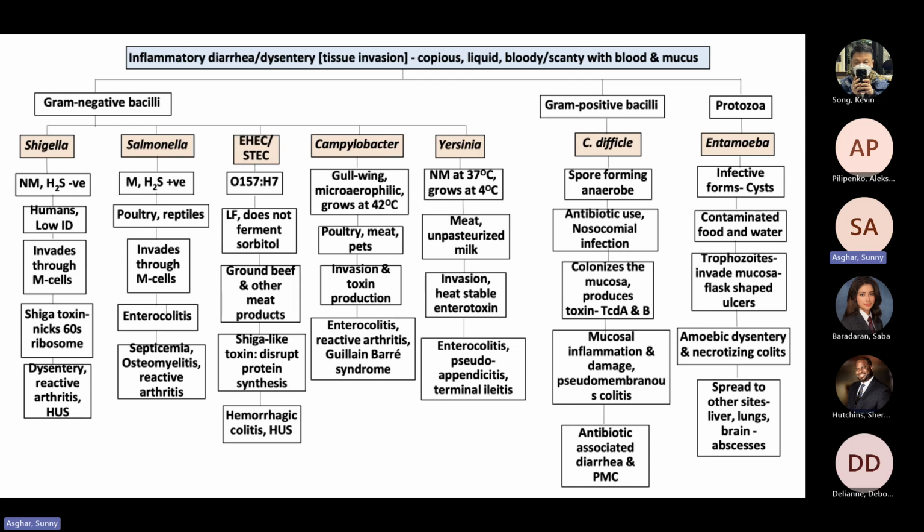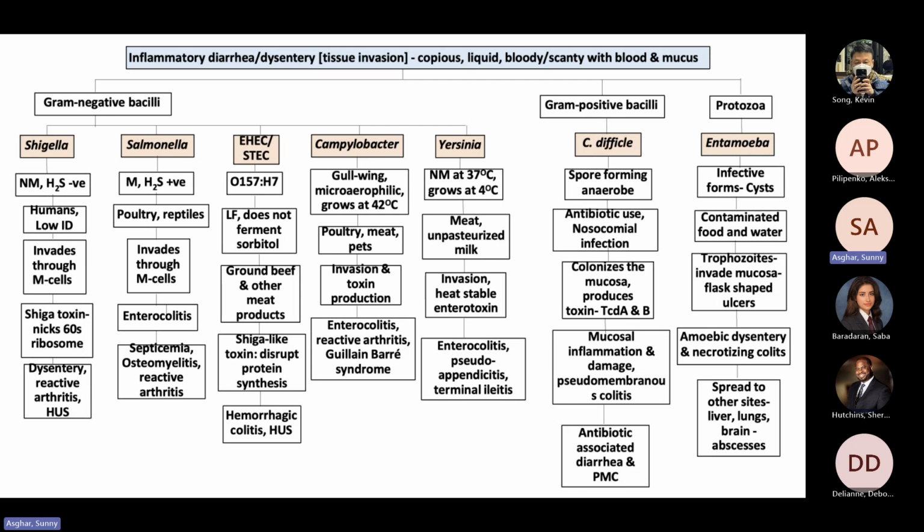So if you guys do see pseudomembranous colitis, that's one of the buzzwords that you should be wary of. And then the way that you're going to basically treat it is, I'm sorry, no, the complications are going to be antibiotic-associated diarrhea and then PMC, which is the same thing as pseudomembranous colitis.